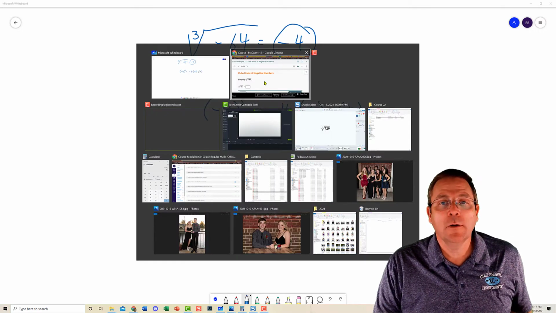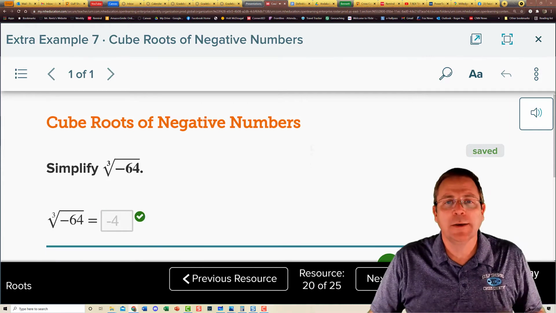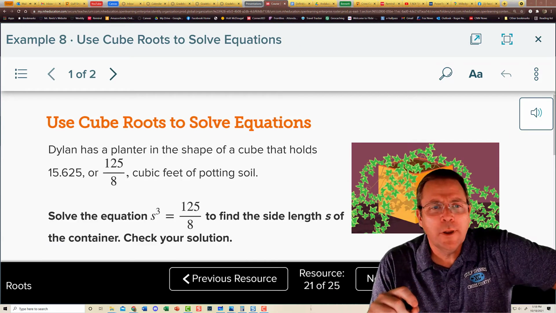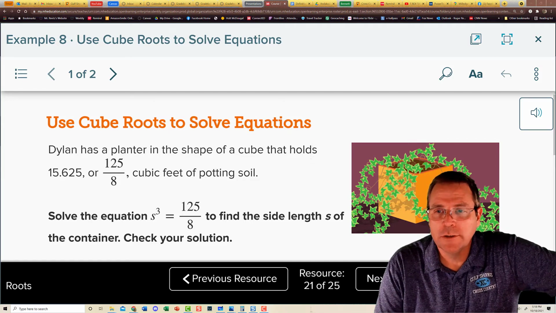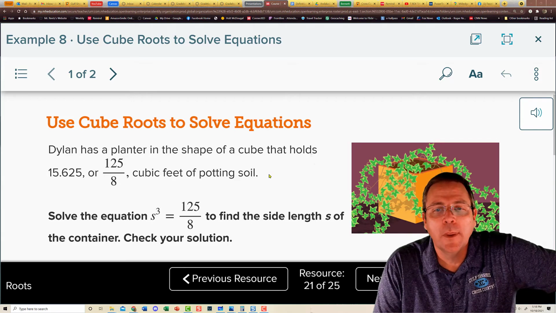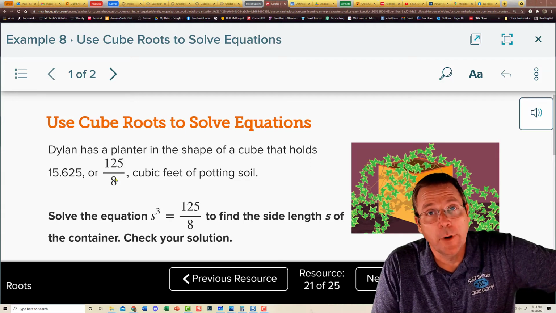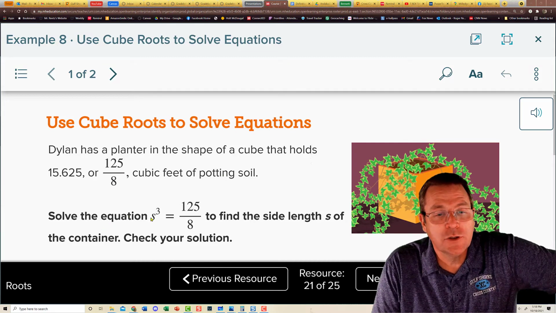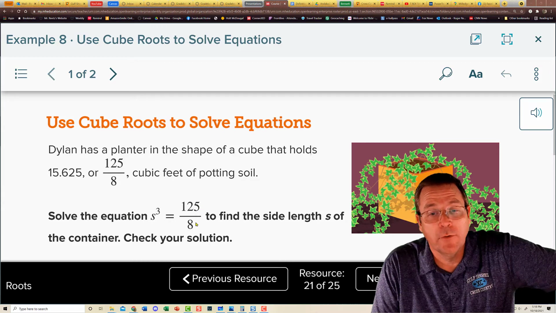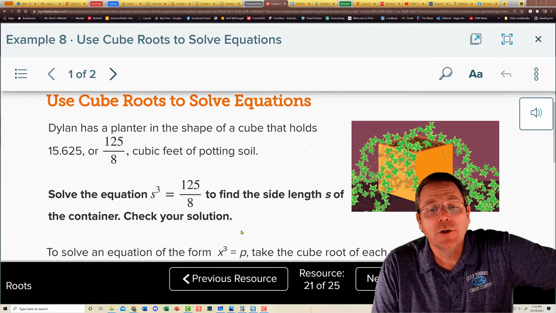Jump back over here, find our place to type it in. Negative 4 will give us a happy sound. Indeed it does. Now Example 8 is getting all wordy on us. Dylan has a planter in the shape of a cube. See, it is a cube right here that holds 15.625, otherwise known as 125 over 8, because everybody knows that, cubic feet of potting soil. Solve the equation s cubed is equal to 125 over 8 to find the length of the side s of the container, and check your solution.